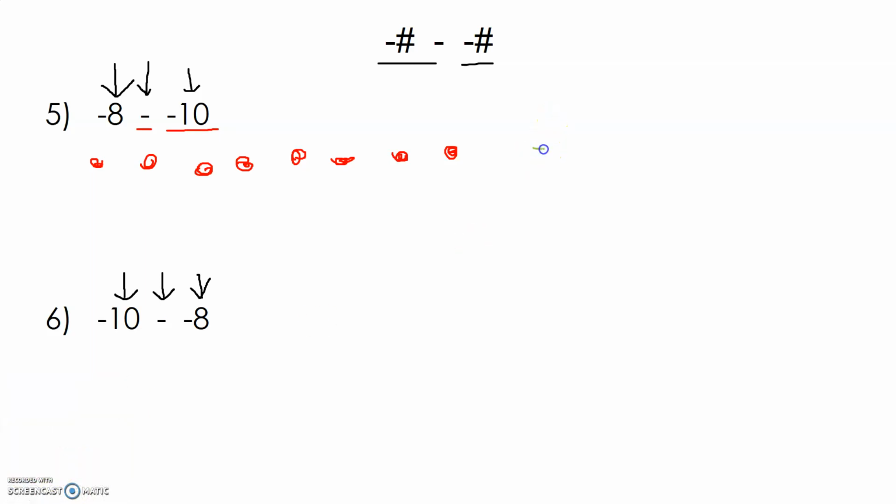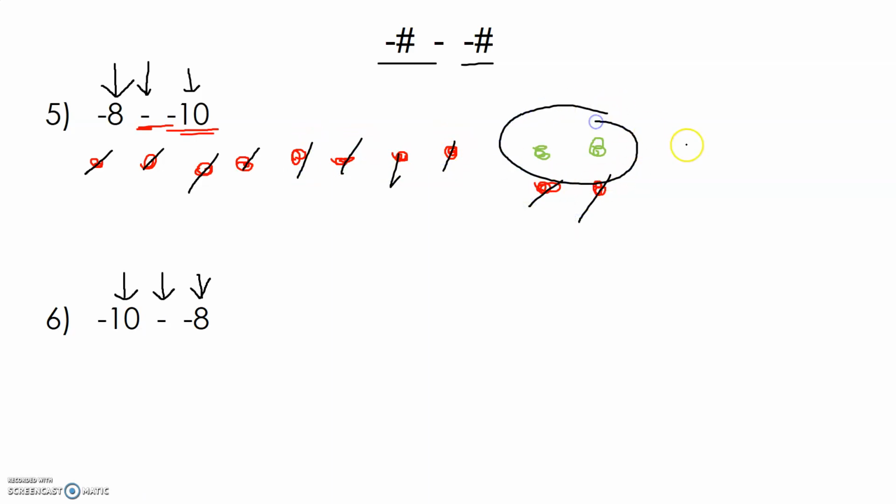So if I add 1, 2 green ones, and then 2 red ones, because it has to be a zero pair, right? Here's a pair, and there's a pair. Now I can actually take away 10 red ones because I have 10 red ones present. So let's go ahead and do that. 1, 2, 3, 4, 5, 6, 7, 8, 9, 10. That means my answer is positive 2.